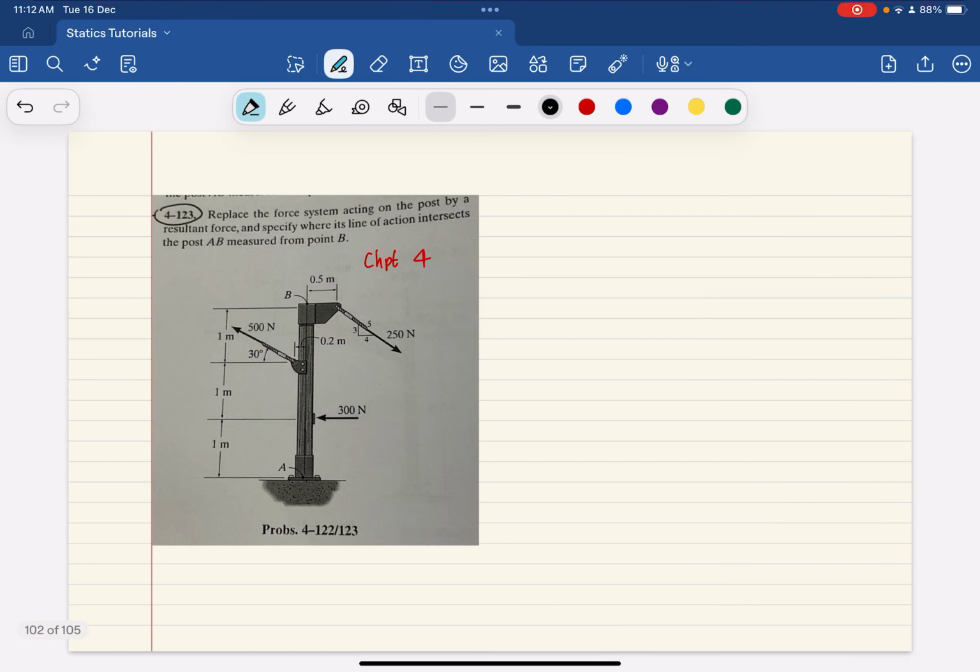Now let's go on to question number 3, my bad, sorry. Replace the force system acting on the post by a resultant force and specify where its line of action intersects the post AB, measured from point B.